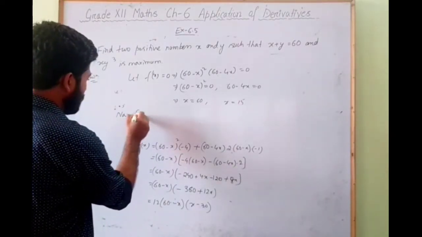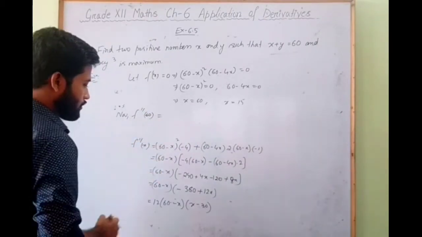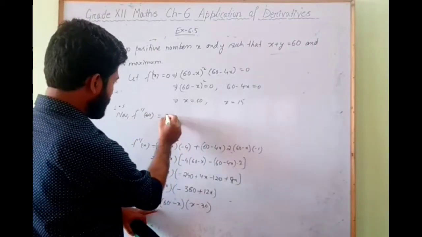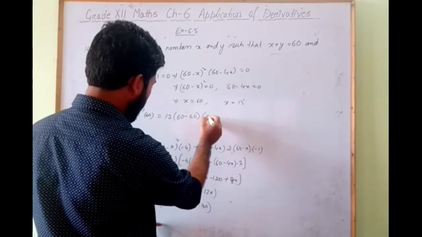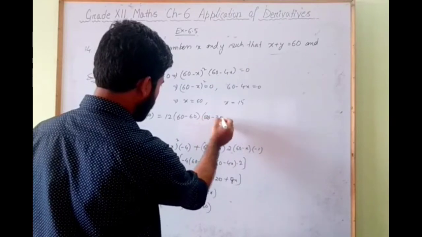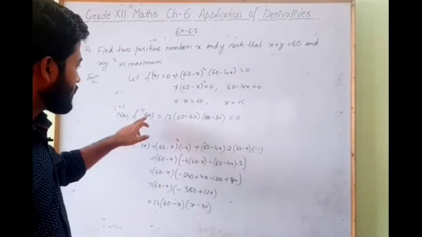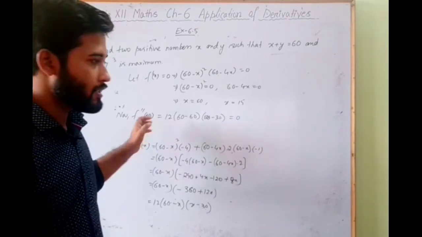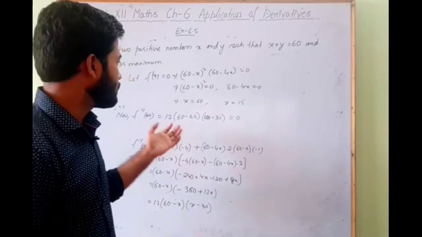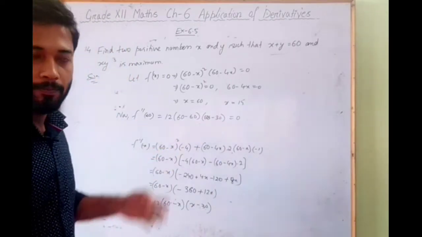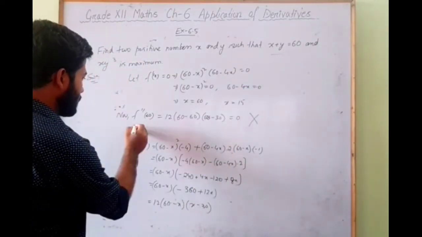Now f'' at the point 60, let us check it. If I put 60 here, 60 minus 60 will be 0, and this is multiplied by (x − 30). So this will be clearly 0, isn't it? Since f''(x) at the point 60 is 0, the test fails here, that is, we cannot find the maximum or minimum value.